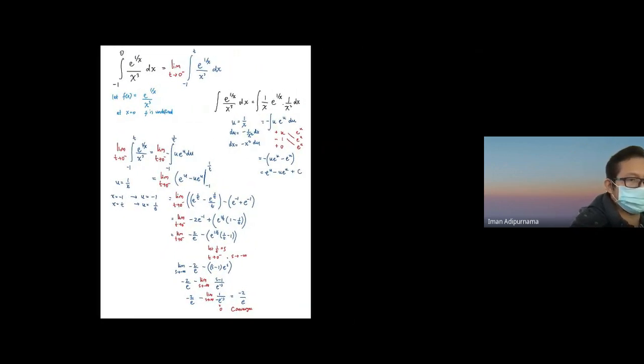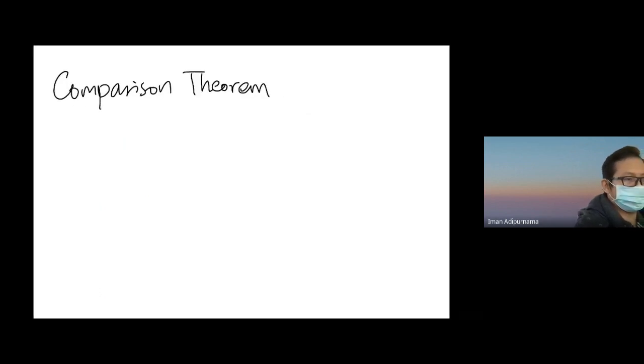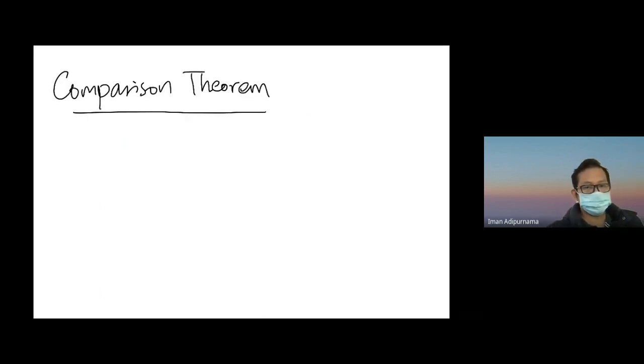Okay, let's continue a little bit. And the last section on chapter 7, the improper integral, is what we call the comparison theorem. This theorem is useful when you can compare some unknown integral with another integral that you know is converged or diverged, and then you can tell whether the unknown will be converged or diverged based on the other integral.